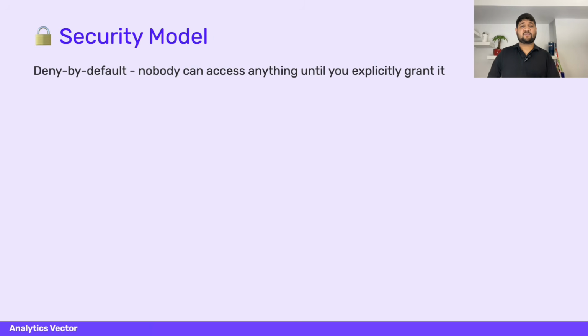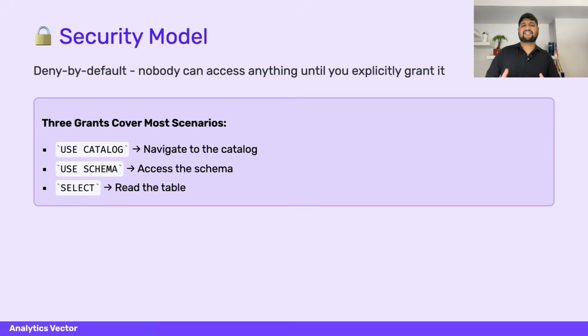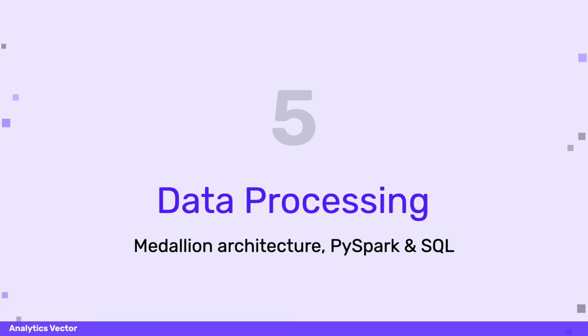Security is deny by default. Nobody can access anything until you explicitly grant it to them. There are three grants which cover most scenarios. USE CATALOG lets someone navigate to the catalog, USE SCHEMA to the schema, and SELECT to read a given table. I'll go much deeper into security and governance in a dedicated 101 video that is coming soon.